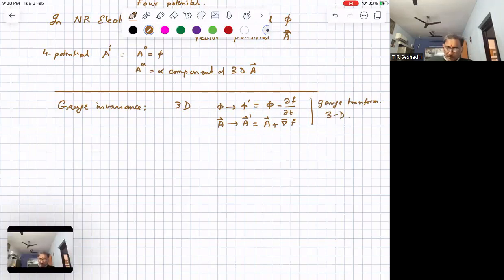Okay. Now, what I do is, I define my gauge transformation in 4D as A_i goes to A_i prime defined as A_i minus del F by del x_i.